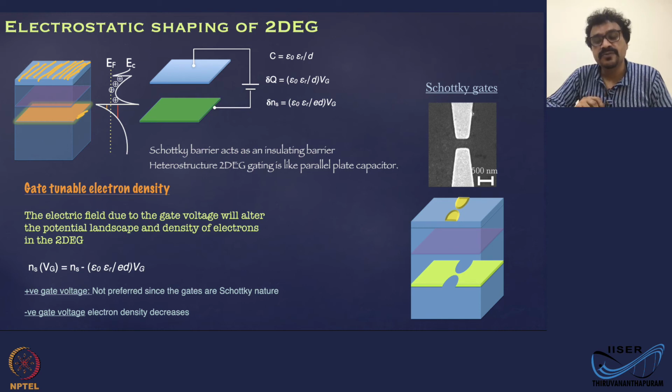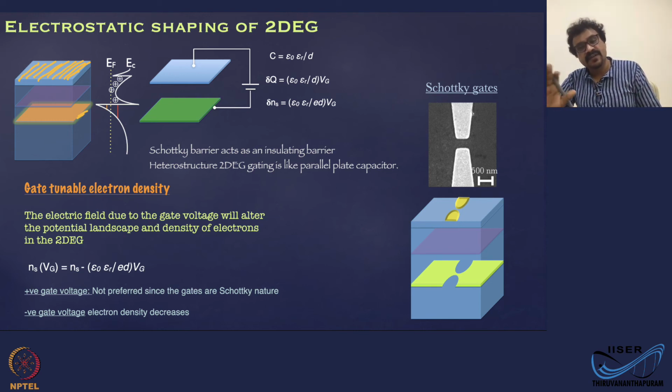Now, one crucial piece of information that I need to note here is that these are two-dimensional electron gases, and the metals that we put on top are generally Schottky gates. Remember that also we discussed, because the gating depends on the strength of the Schottky barrier, and the Schottky barrier is there only in one polarity.